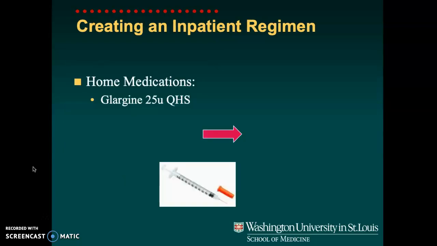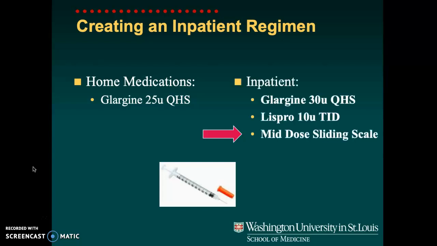So now let's look at how this has changed. The patient originally came in only on home glargine 25 units every evening. We're now going to put him on 30 units of glargine every evening, as well as Lispro, 10 units with meals, and a mid-dose sliding scale.